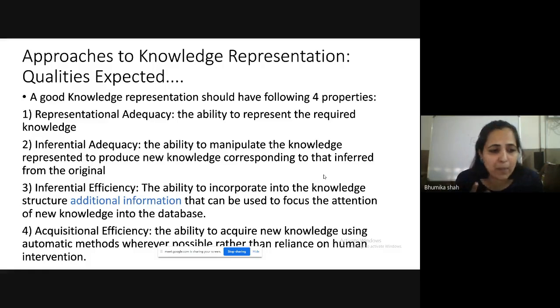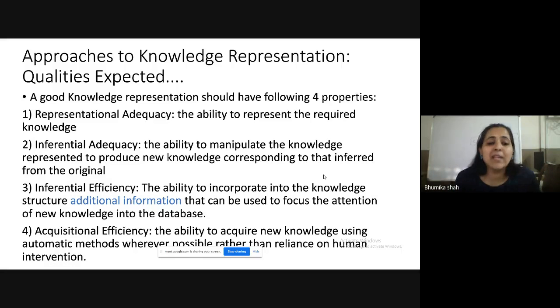What is the second property that your knowledge representation should have? Inferential adequacy. What is inferential adequacy? The ability to manipulate the knowledge represented to produce new knowledge corresponding to that inferred from the original. What is the meaning of inferencing? Inference means deduction. Whenever you already have knowledge available to you, you apply a certain procedure or process and try to deduce, try to infer new knowledge.